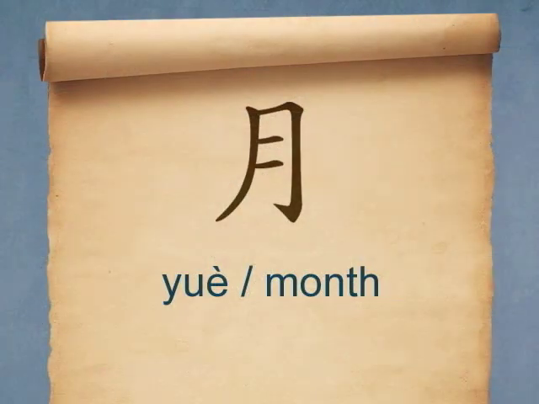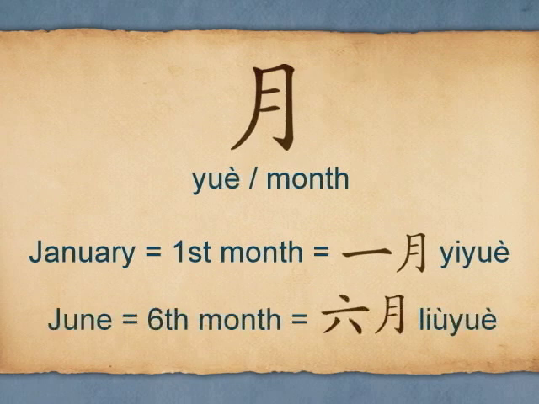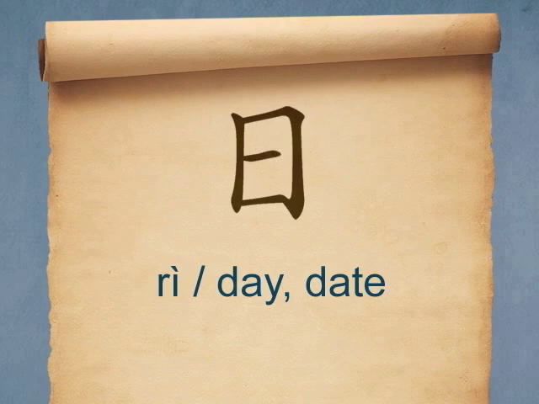What is the word for month in Chinese? 月 is correct. Say it with me. 月. Now then, how do you say January or the first month in Chinese? 一月. How would you say June or the 6th month? Yes, 六月 is correct. 很好, you've got it. What is the word for day in Chinese? 日. Say 日 after me. 日. Good. Does the number of the day come before or after the word 日? It will come before. Very good.